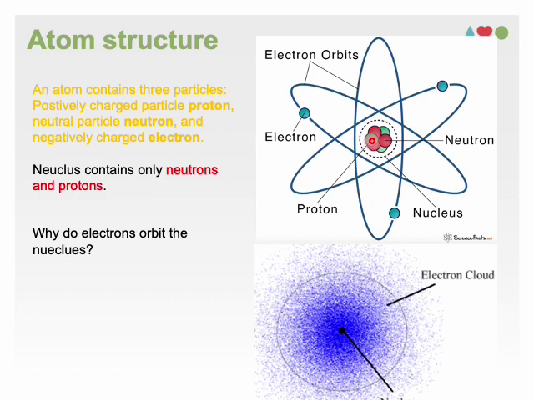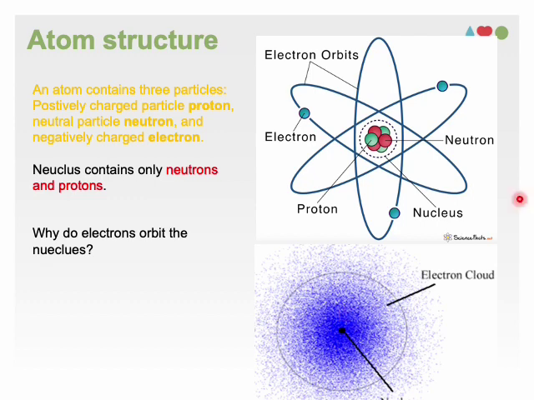Protons have a positive charge while neutrons are neutral. The electrons are found outside the nucleus and occupy orbitals or energy levels. These electrons have a negative charge and move around the nucleus in a cloud-like region known as an electron cloud.